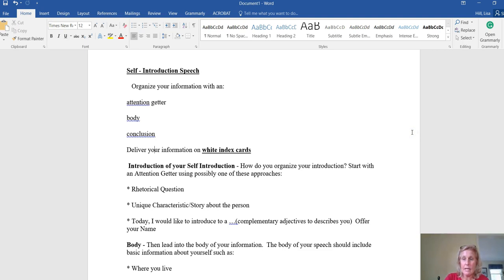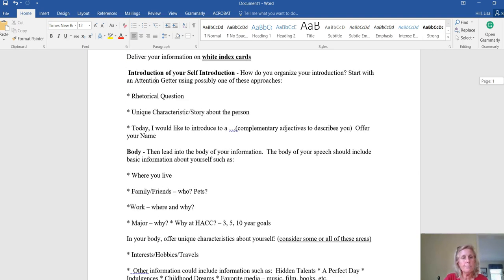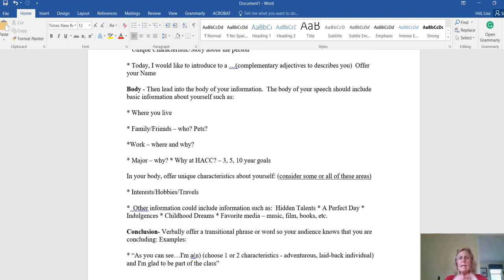Looking down in the rubric here, the body. You go into the meat of your particular speech. And this is a quick, 3-minute speech. You're going to tell us who you are. Now, I give you suggestions of some information that you can cover, but you don't have to cover all this information. This is just some suggestions to think about who you are.